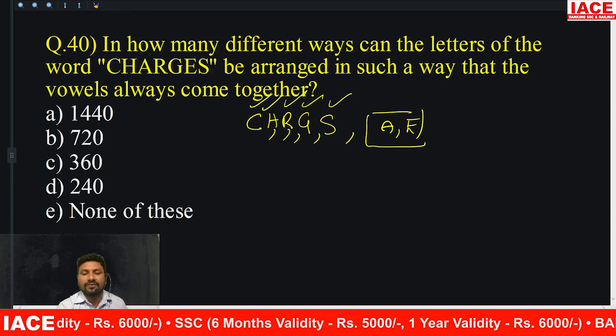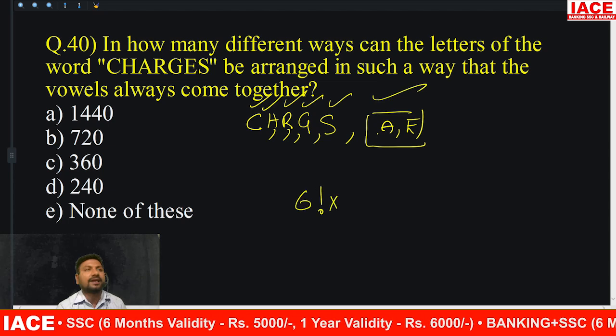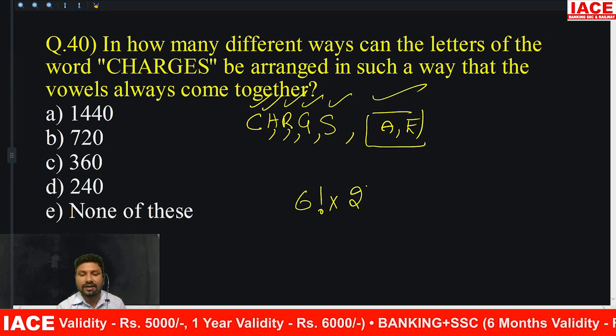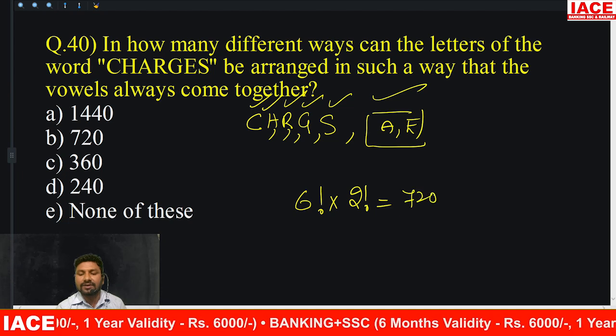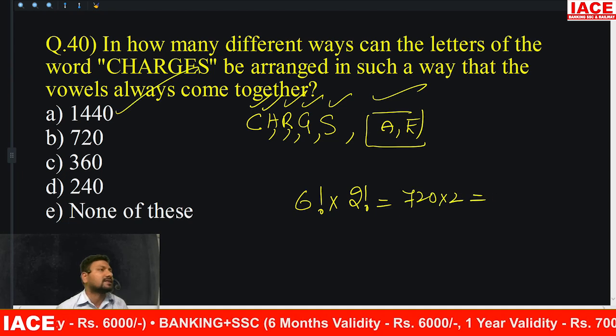1, 2, 3, 4, 5, 6. 6 letters means 6 factorial, A key, comma E. For that you can write 2 factorial. 6 factorial answer is 720, into 2. 720 into 4, answer is what?